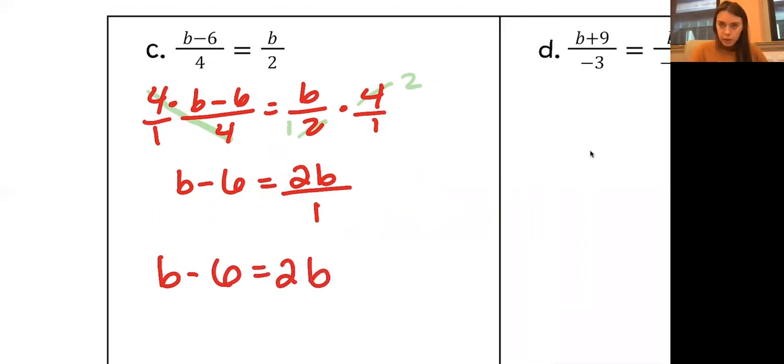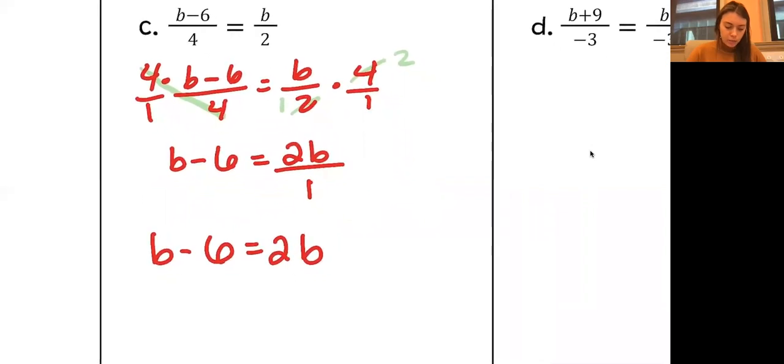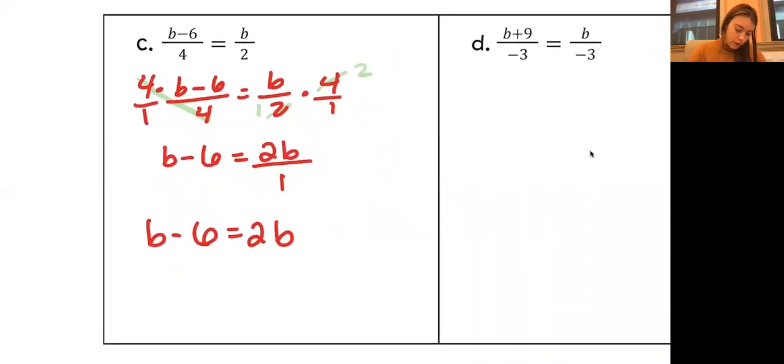We're almost at the answer, but like I said, we have to get the b's together still. So now we're in a place where we actually can get the b's together. So I'm going to move this left b over to the right b. So I'm going to subtract b on both sides, and I'll get negative 6 equals b.